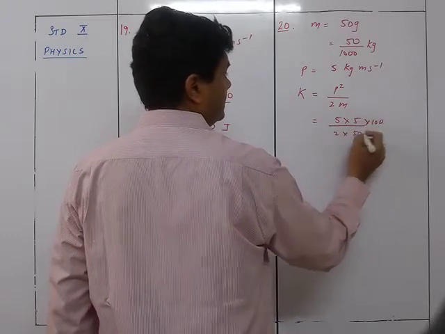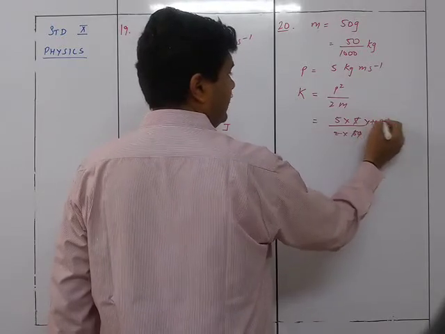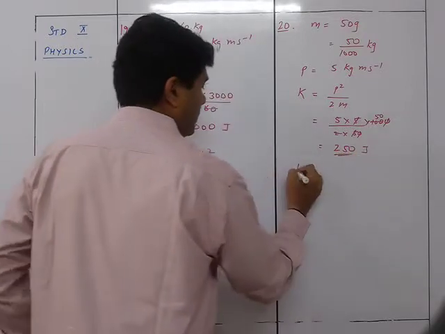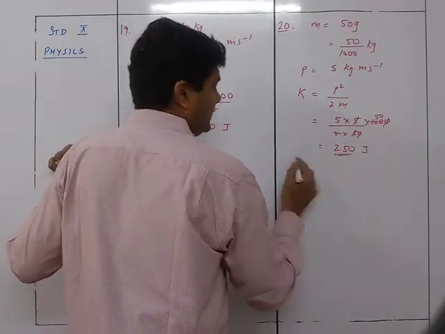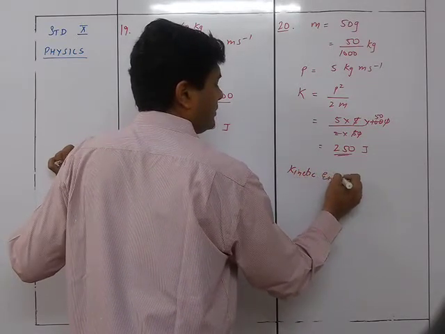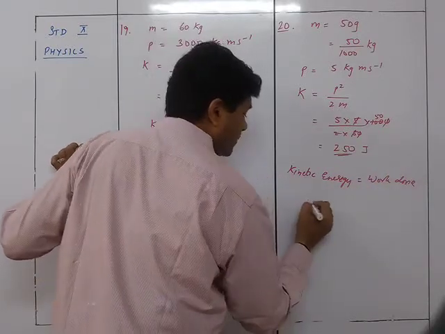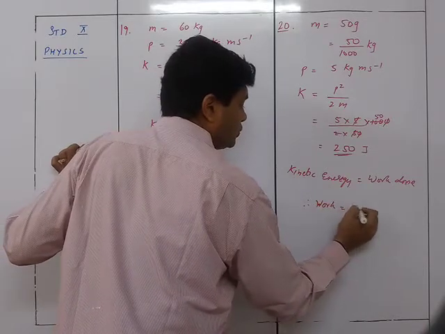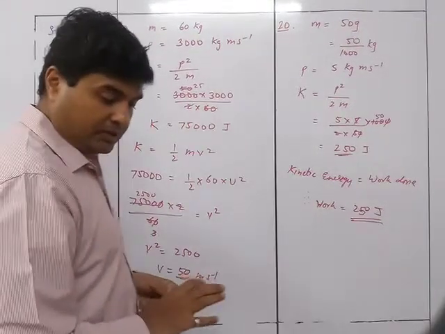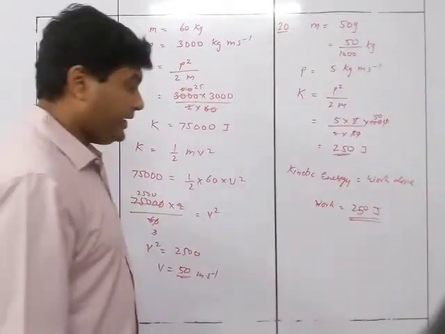So 1000 will go here. So 0, 0 cancels, 5, 5 cancels. This will be 50. So that will be 250 joule. So now K, we know that kinetic energy is equals to work done. Therefore, work is equals to 250 joule. Okay, so that was the sum, that the work done is 250 joule. We now move on to sum number 21.